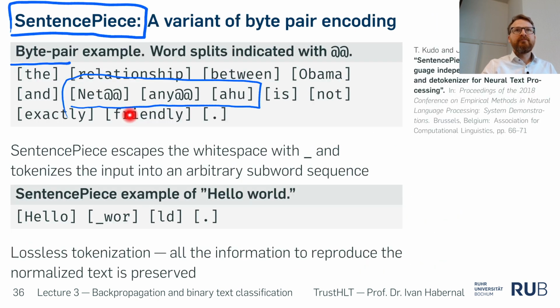Why do we escape white spaces, but at least in this example, keep the dot as a word? Why not do it the same way for the white space? Yeah, so white space is important because it does have a character.